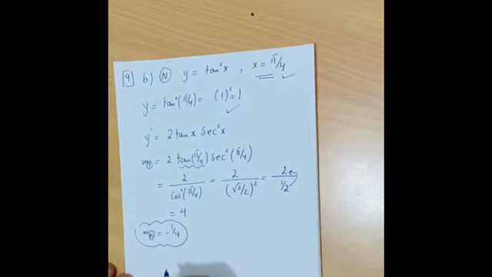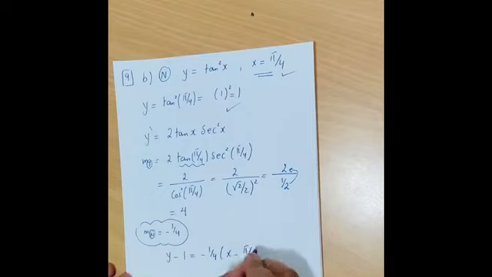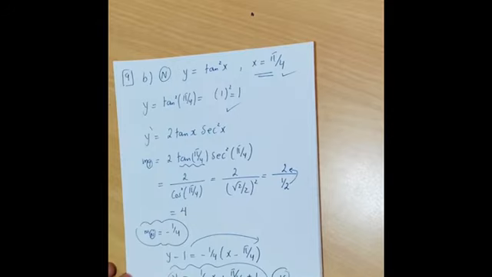Then the equation of the normal is y minus y1, which is 1, and the gradient is negative quarter times x minus pi over 4. Now move negative 1 to the other side and expand the brackets. Negative quarter x plus pi over 16 plus 1, and you can keep it in this form. Or you can multiply the whole equation by 16. So 16y equals negative 4x plus pi plus 16. And that's it.